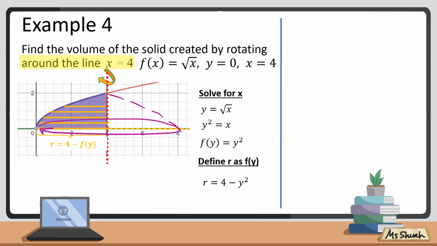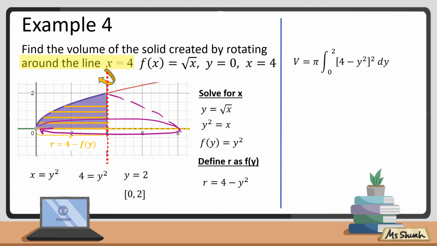The only thing left to do is to figure out what our interval of integration is. It's going to go from 0 to 2 based on our graph, but if we want to find it algebraically, we will set x equals y squared and figure out when they're equal. So we know that x equals 4, right? This is where we're going to stop. So y squared equals 4 when y equals 2. So here is our interval, 0 to 2.